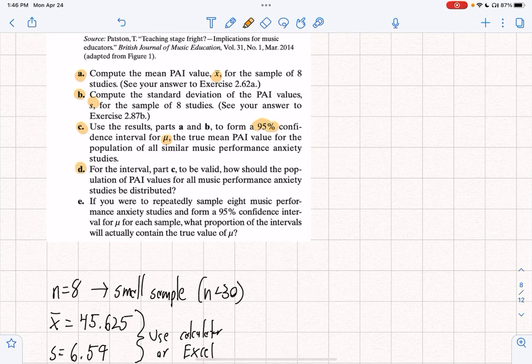Okay, part D. For the interval in part C to be valid, how should the population of PAI values for all music performance anxiety studies be distributed? Well, for this, we know that it should be normally distributed. So we need to assume a normal distribution for small sample sizes.